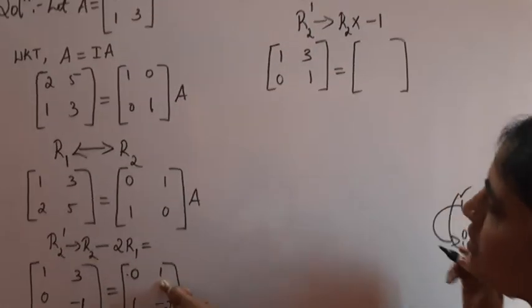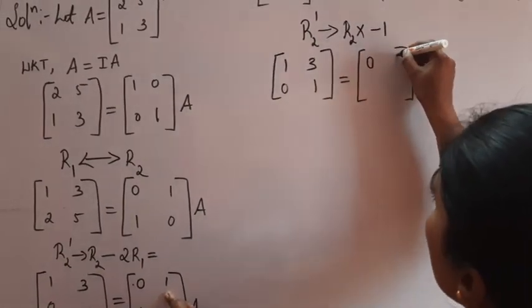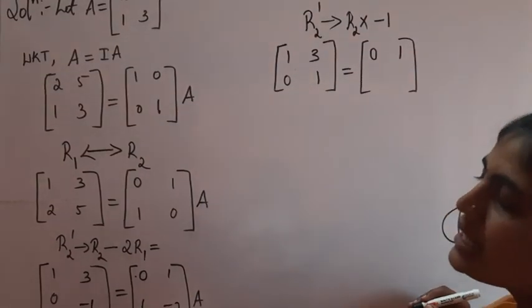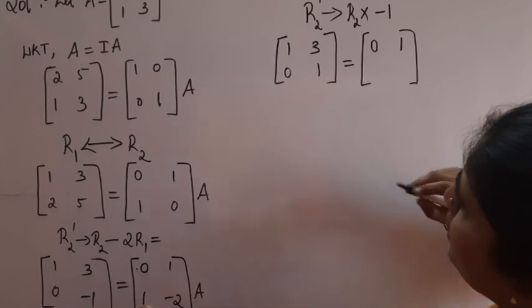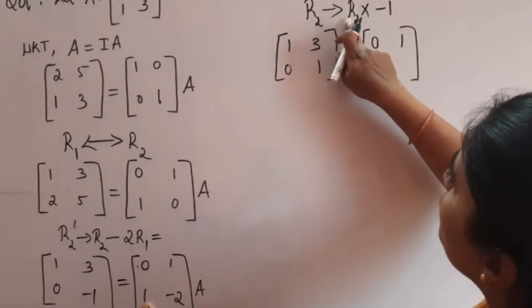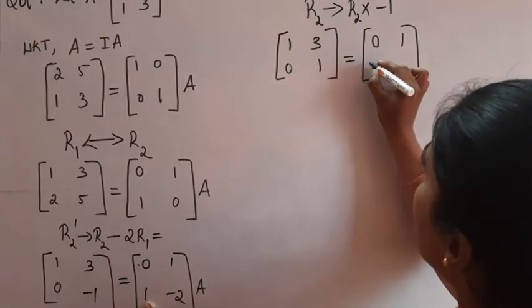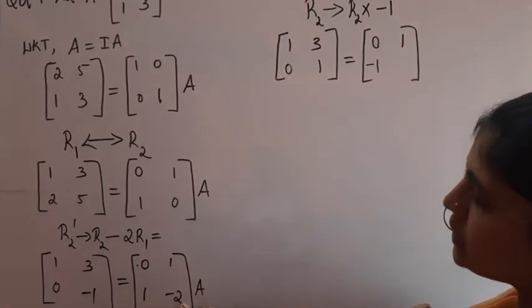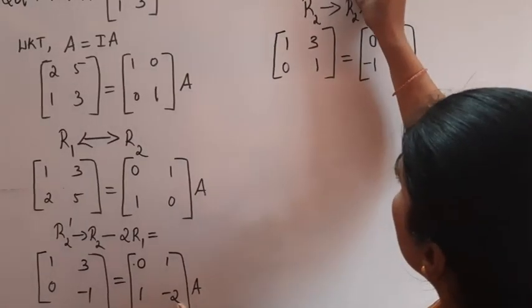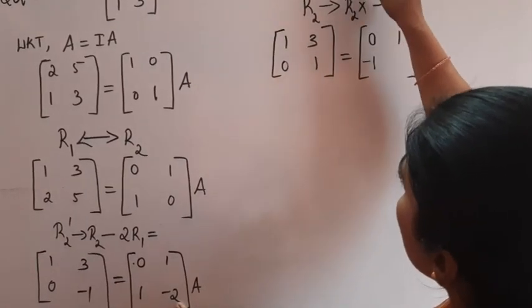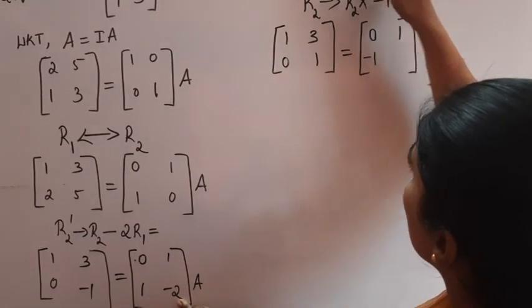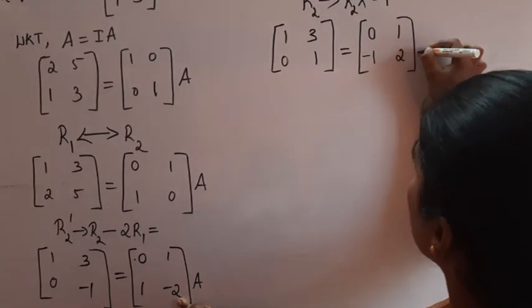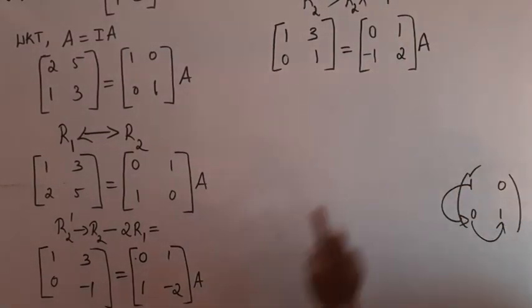See here, write the first row as it is, that is 0 1. We are applying only for the second row. Here R2 is 1, so 1 into minus 1 is minus 1. Next R2 is minus 2, so minus 2 into minus 1, minus into minus is plus, 1s are 2, we get plus 2 into matrix A.